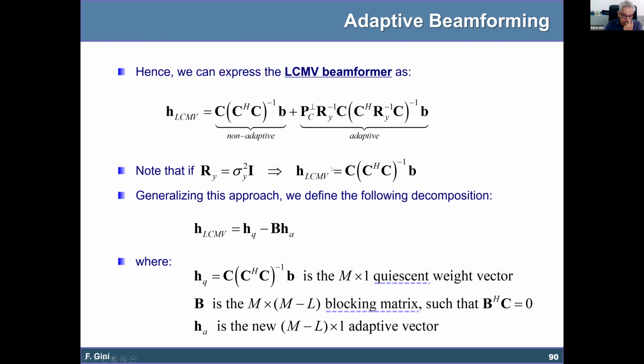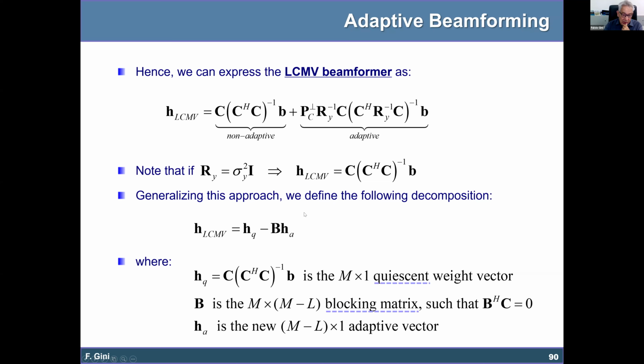Okay, now let's call HQ this quiescent beamformer. So we can express the LCMV beamformer as the sum of two terms. Now, the first term is called HQ, and I repeat, it is the so-called quiescent beamformer. So it's an m-dimensional vector. And then we have the second term.